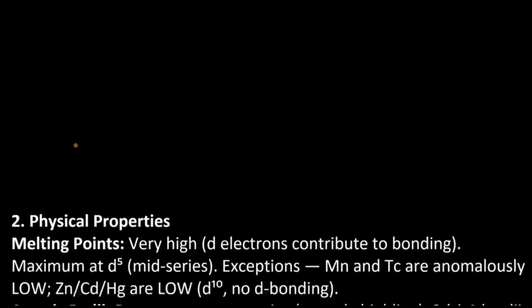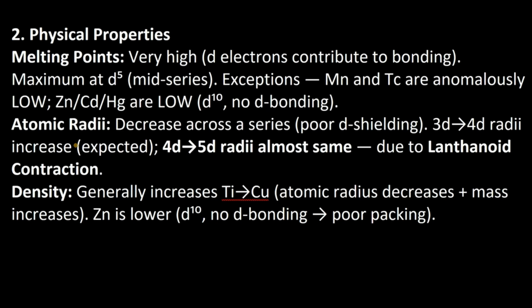And the physical properties of d block elements: melting points are very, very high because the metals tend to form stronger metallic bonding. That's why the melting points are high. Think about the iron rod. Then the maximum is at d5 configuration. There are some exceptions like manganese and technetium, which are anomalously low, having low melting points. And zinc, cadmium, mercury are also low because the d10 configuration is filled. Here I have d5 configuration, and in this case I have d10 configuration.